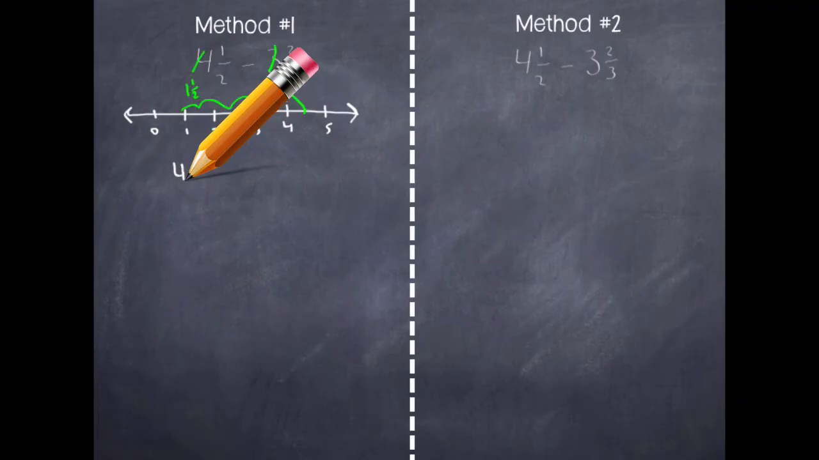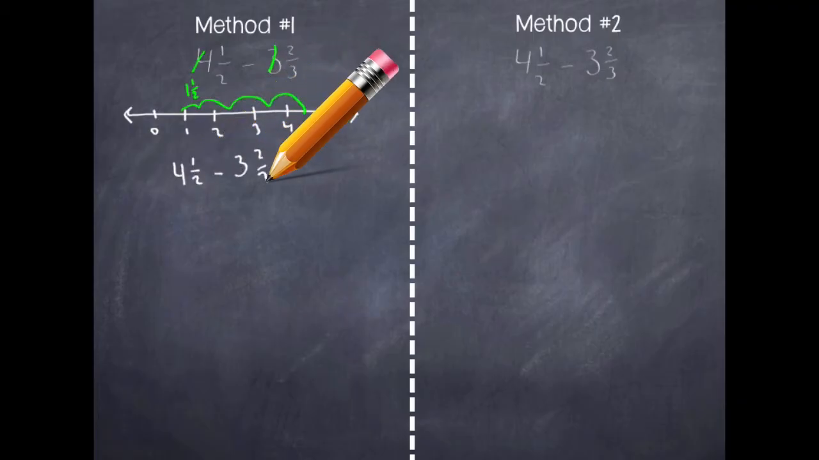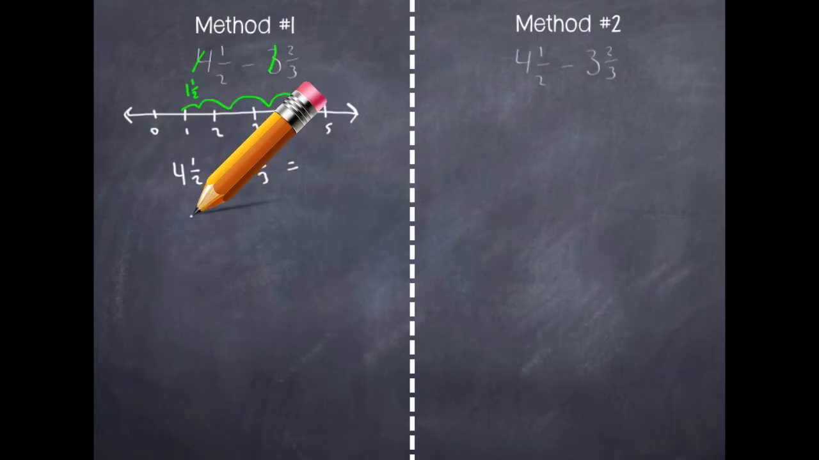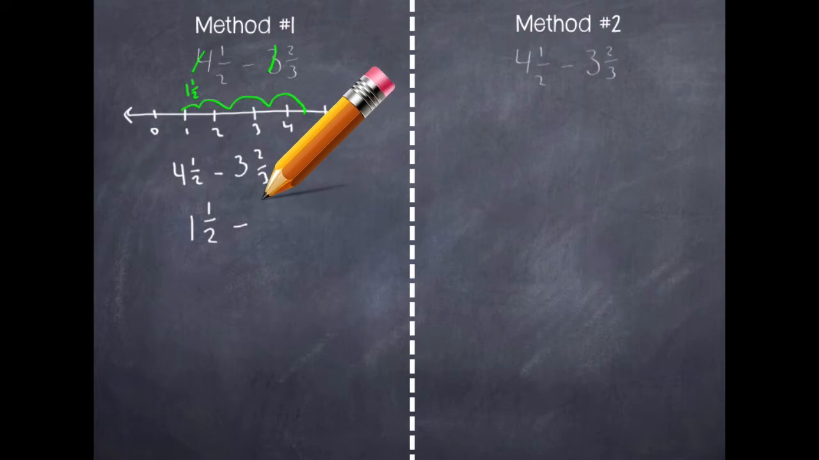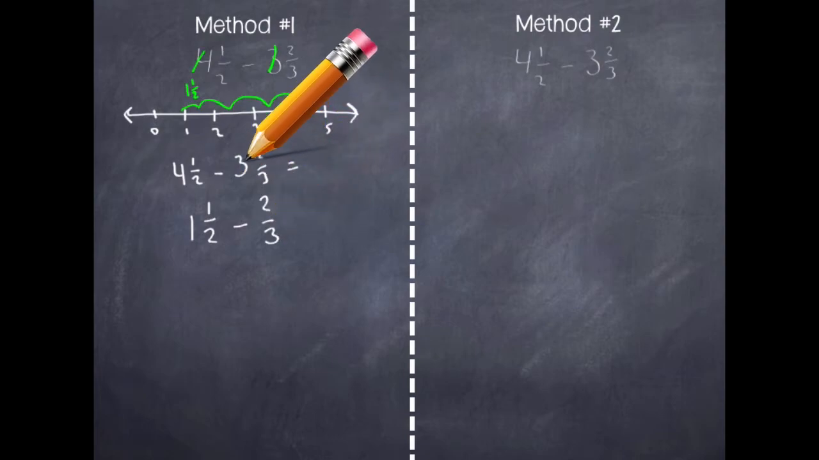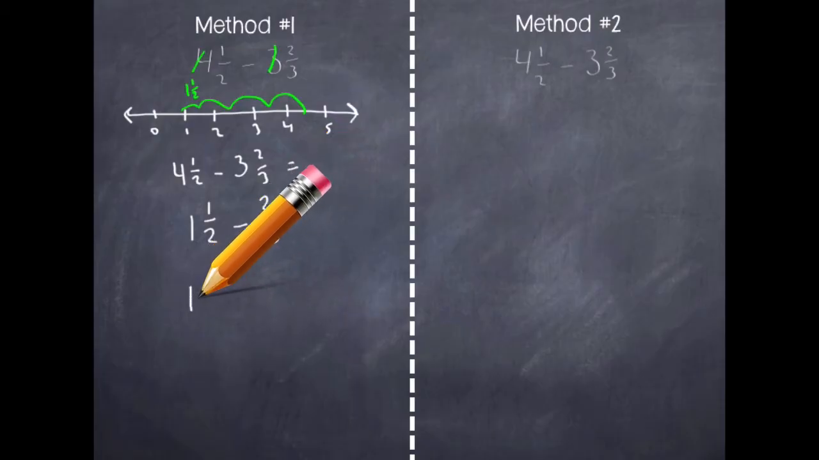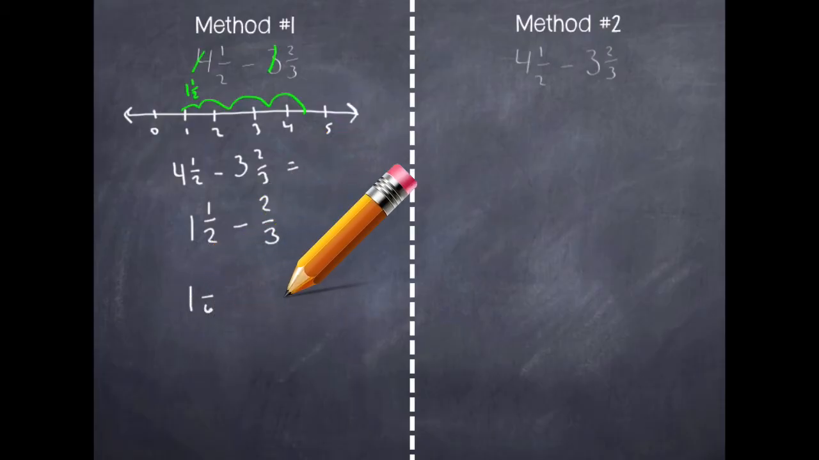Okay, so I'll start with 4 1/2 minus 3 2/3. I'm going to subtract my whole numbers first. So 4 minus 3 is going to leave me with 1 1/2 minus 2/3, because I already subtracted the 3, so we're good there. Now I've got to find the common multiple between these two. So let's say 2, 4, 6, 3, 6. Well, it's going to be 6, right? So it's going to be 1 and some sixths minus sixths.